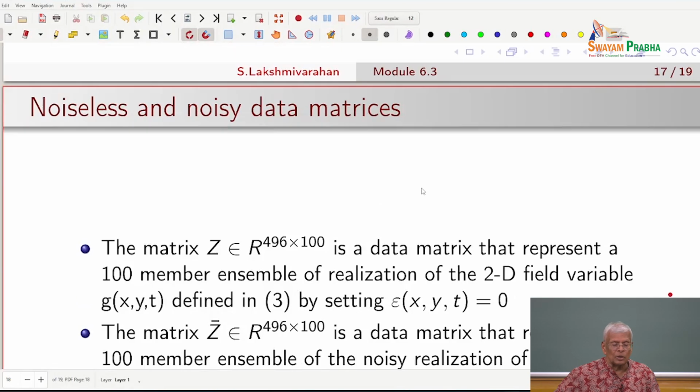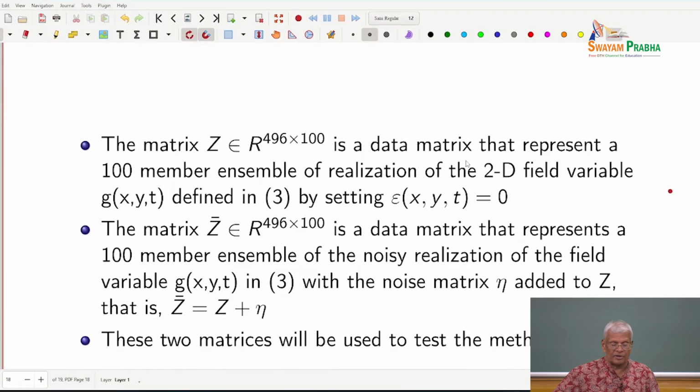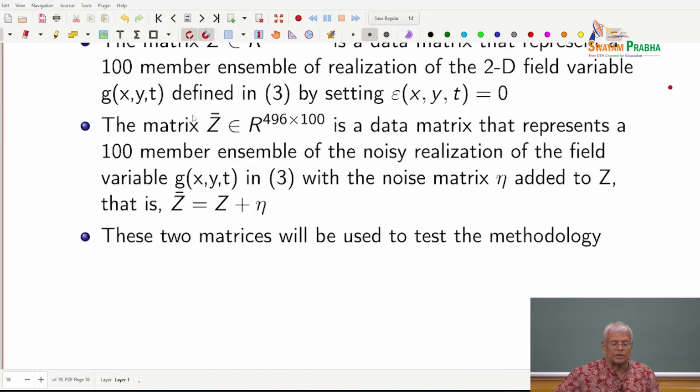So, the noiseless and noisy data matrix. Z is 496 by 100, the data matrix that represents 100 members of the ensemble of realizations of a 2D field, x, y, t, defined by setting the noise to be 0. If there is no noise, what is the field variable? The pressure distribution across the city of Madras at ground level. The pollution across the city of Madras at 12 noon. So t is fixed, x and y are varying.